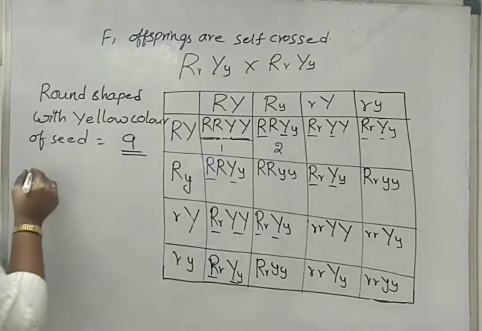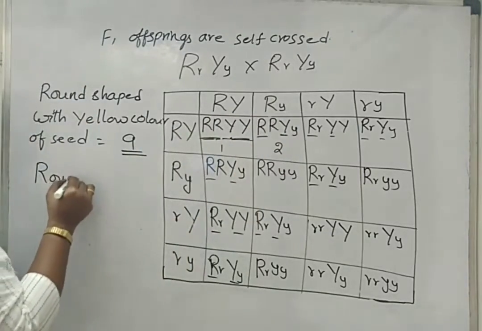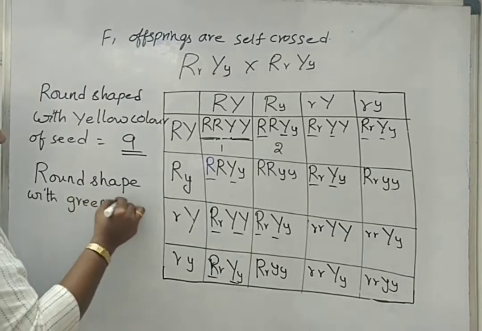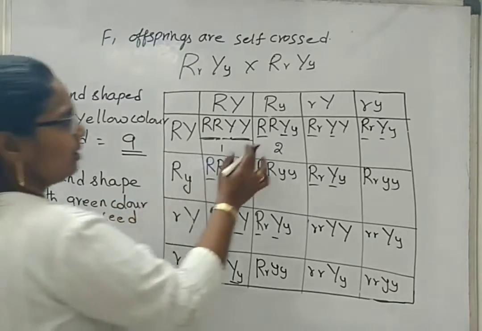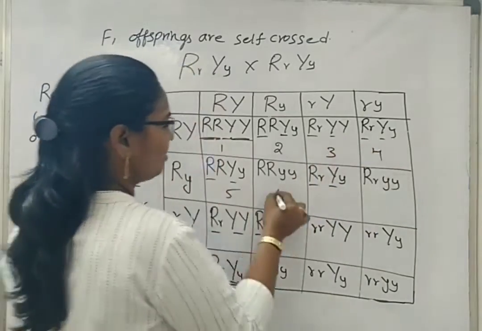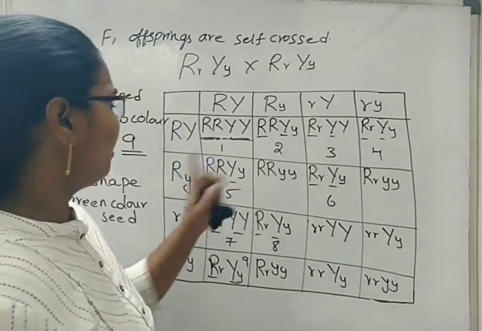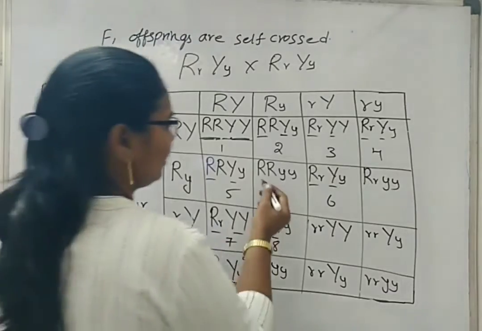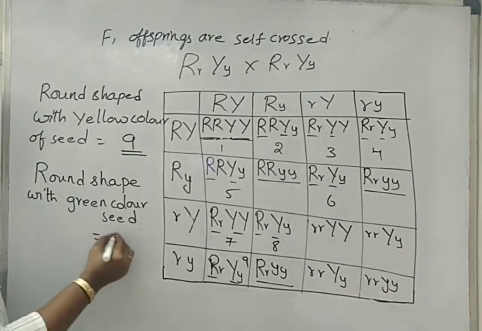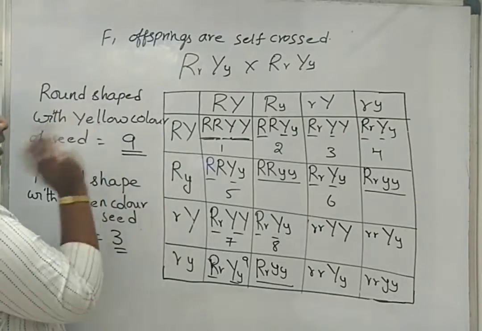Now, how many of them are expressing, according to the gametes, round shape with green color seed? How many are there? Round shape with green color. 6, 7, 8, 9, this one we have seen just before. Now, round shaped with a green color: 1, 2, 3. So, their number is 3. They are not like the parent. The parent has phenotypically round-shaped yellow color expression.